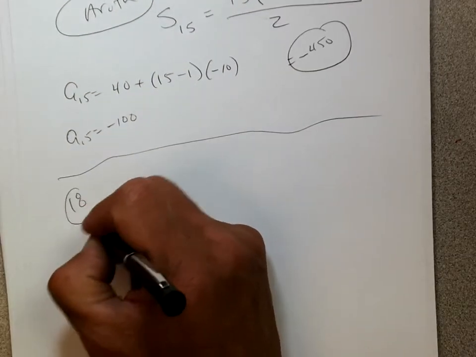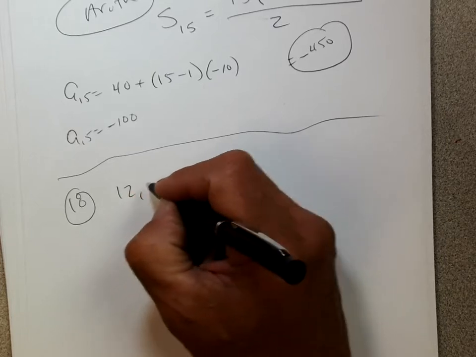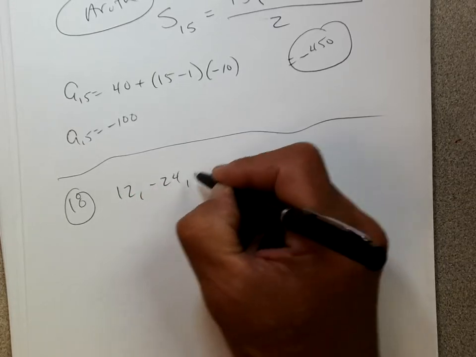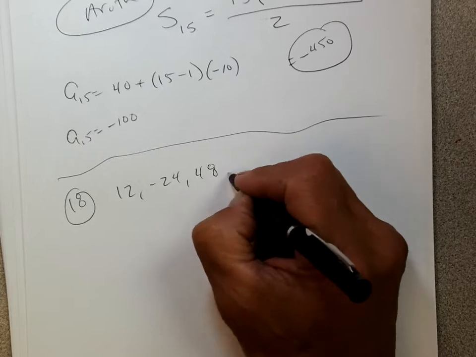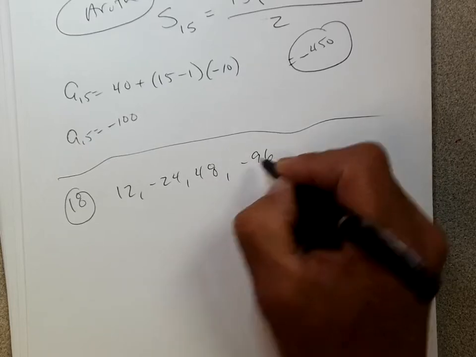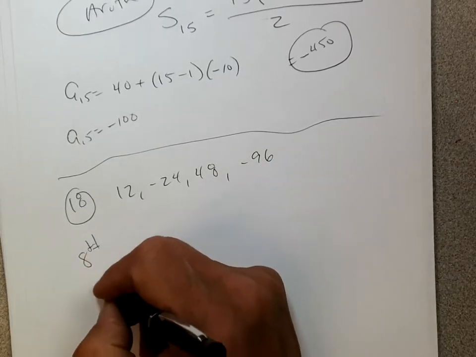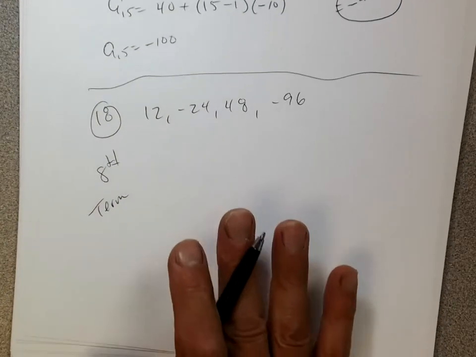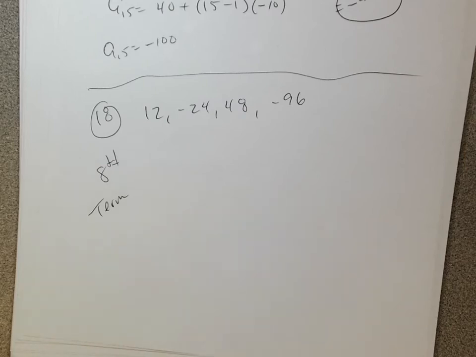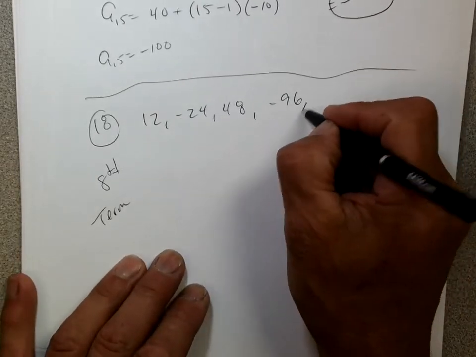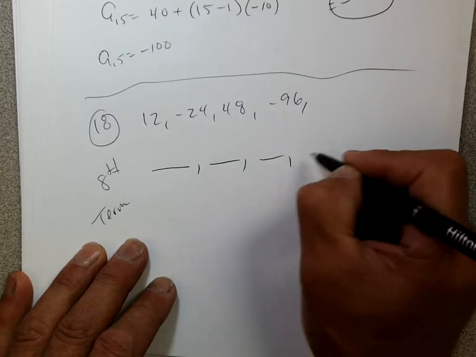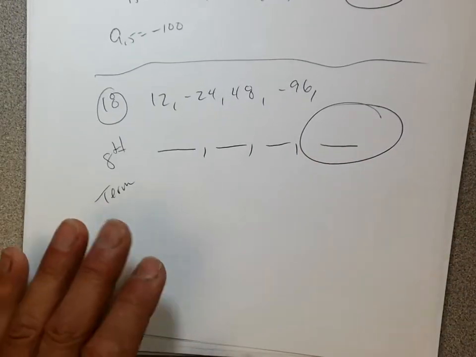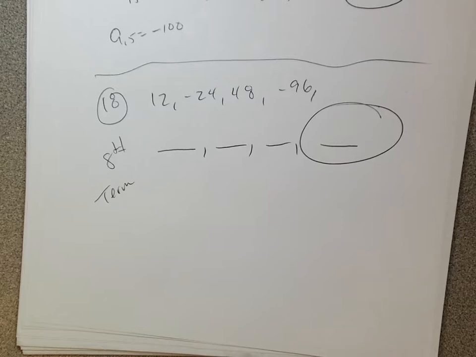Okay, number 18. 8th term, 12, negative 24, 48, negative 96. I don't want to use a formula because it's only 8 terms. Wouldn't it be faster to just make all 8? What are we doing every time? We're multiplying by negative 2, right? So I've got the 4th, 5th, 6th, 7th, 8th. That's what I need, right? Let's just make it. It's only 8 terms. Why use a formula?